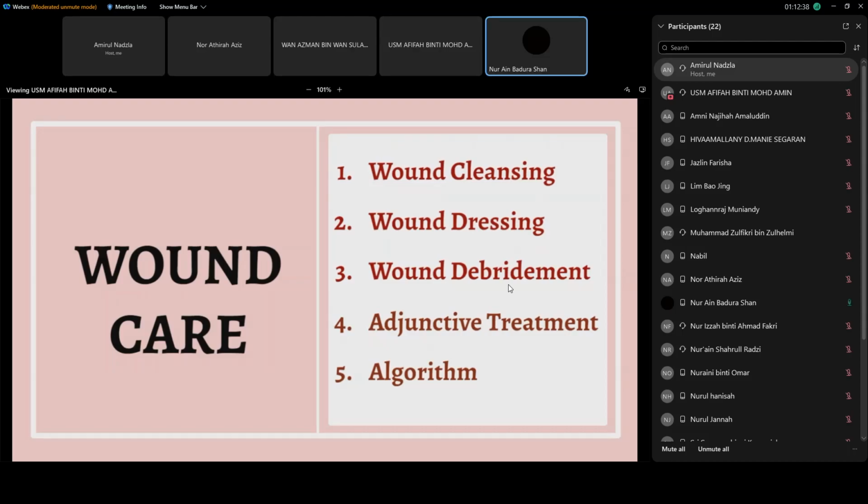Assalamualaikum. So we proceed with wound care that comprises wound cleansing, dressing, debridement, and a brief on adjunctive treatment, and lastly the algorithm.